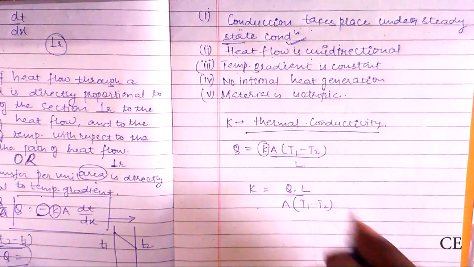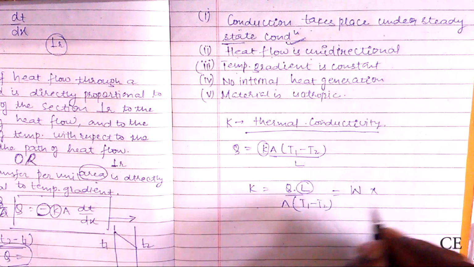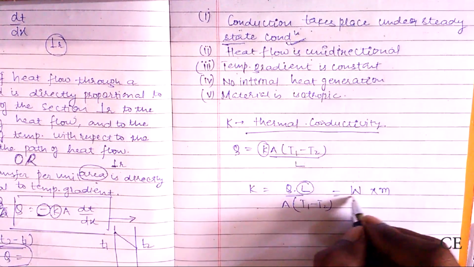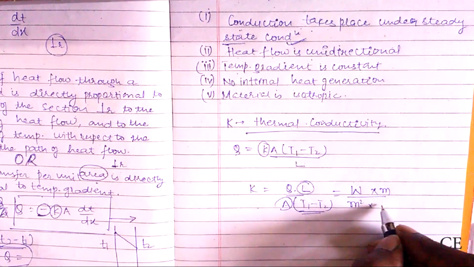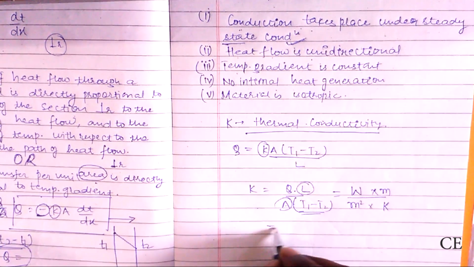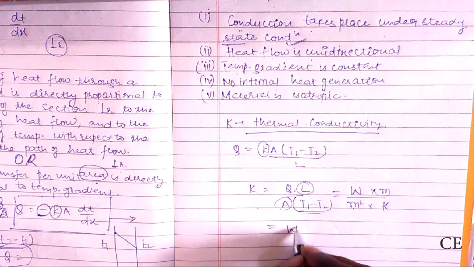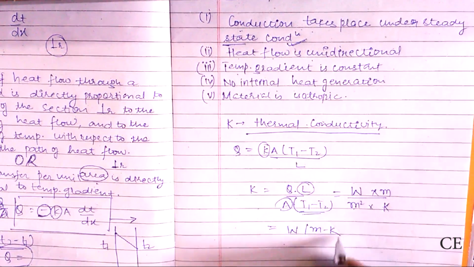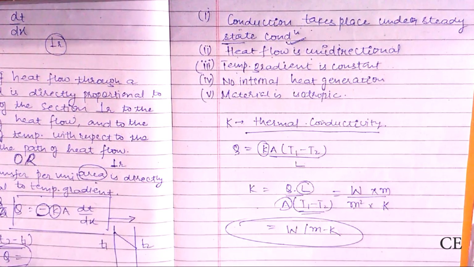So what is the unit of Q? The unit of Q is watt, and the unit of length is meters, and for area it would be meter square. Similarly, for temperature it would be Kelvin. So watt per meter per Kelvin would be the unit of thermal conductivity.